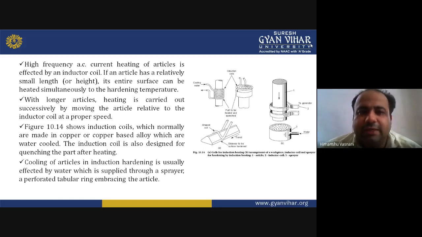So high frequency AC current heating of an article is affected by an inductor coil. If an article has a relatively small length or height, its entire surface can be heated simultaneously to the hardening temperature. The requirement is that it should have a relatively small length or height. Now with longer articles, heating is carried out successfully by moving the article relative to the inductor coil at a proper speed.